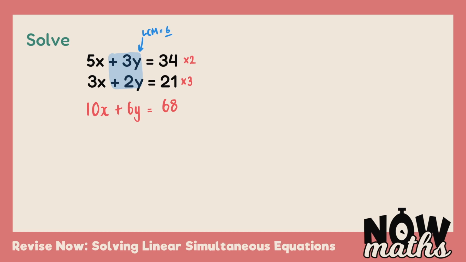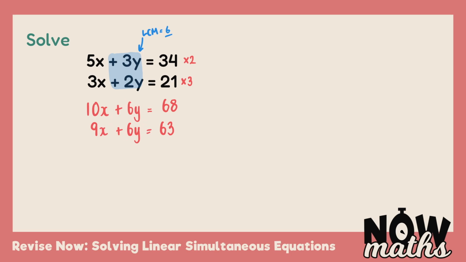Then our second equation, we're multiplying by 3. So 3x multiplied by 3 is 9x. Then 2y multiplied by 3 is 6y. And finally, 21 multiplied by 3 is 63. Now we have 2 equations with a 6y in each.